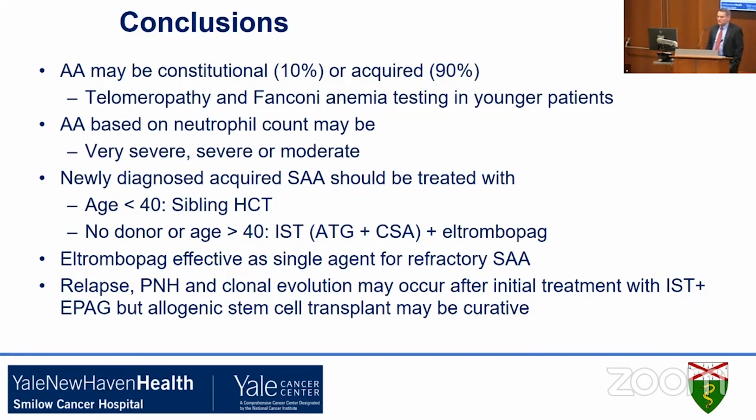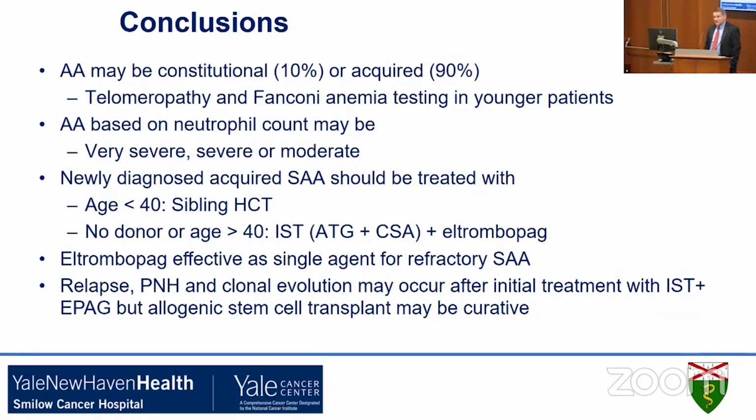Most of the patients with this disorder have acquired disease related to the immune system and an autoimmune response to the patients' own hematopoietic stem cells. Telomere biology disease and Fanconi anemia testing is necessary to exclude constitutional aplastic anemia in younger patients. The classification of aplastic anemia as very severe, severe or moderate is based on neutrophil count because of the risk of infection, which is the major cause of death for these patients.